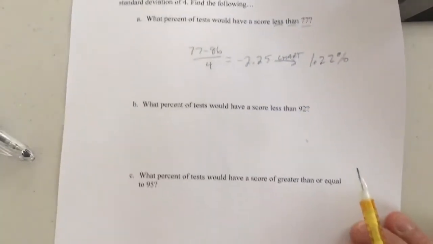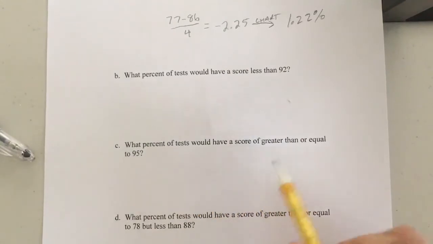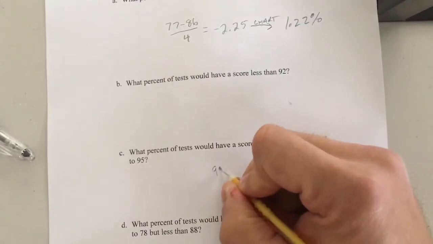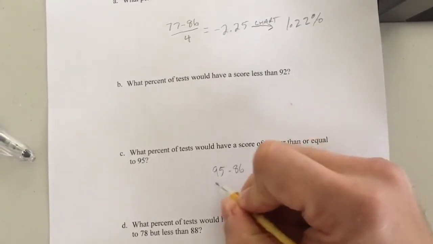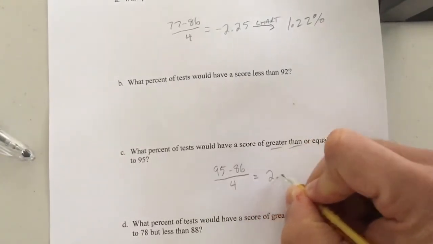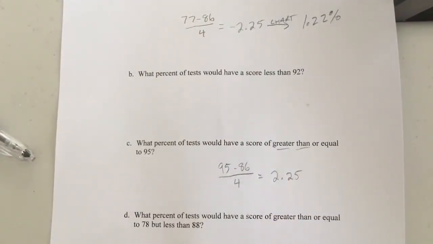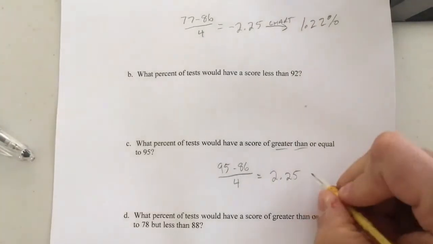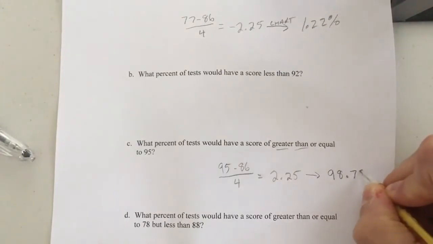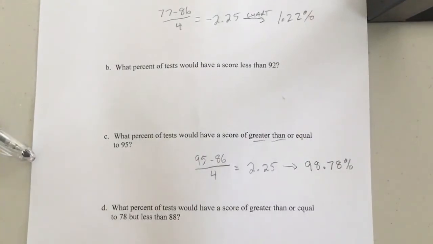Skipping letter B because I know you're good on that, let's jump to letter C. What percent of test scores would have a score greater than or equal to 95? We still set up our Z-score the exact same way. Please double check my mental math, but 2.25 is our Z-score. When we look that up, we end up with 98.78. But here's the thing, we're not done.